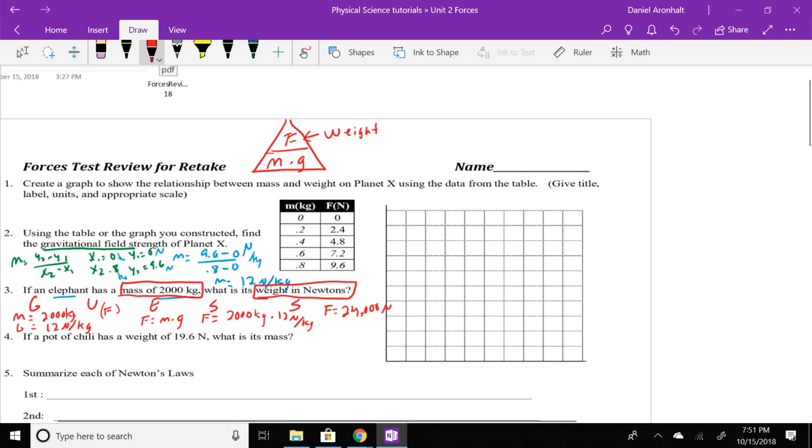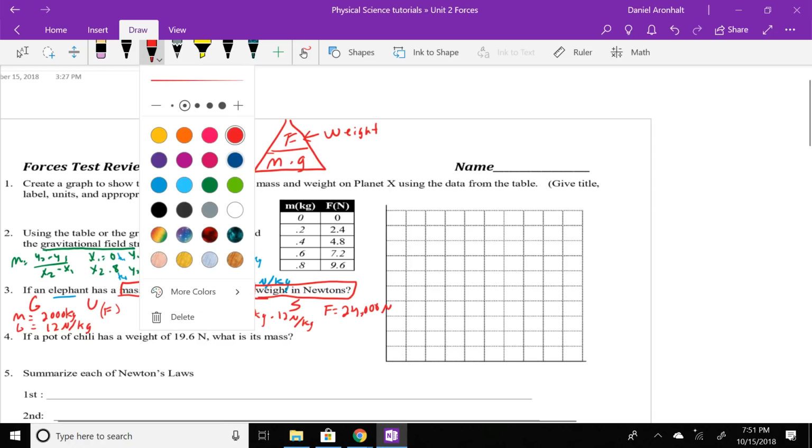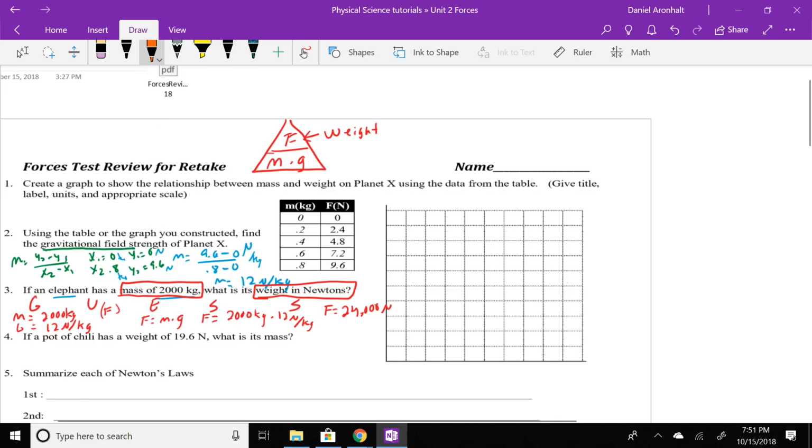Also on the test, keep in mind that sometimes if we say, if an elephant has a mass of 2,000 kilograms, what is its weight in newtons? Sometimes you're supposed to understand that it's going to be planet Earth, and you're supposed to know that planet Earth has a g, or gravity, of 9.8 newtons per kilogram. So we're going to have to clarify that for you. So problem number 4: if a pot of chili has a weight of 19.6 newtons, what is its mass?